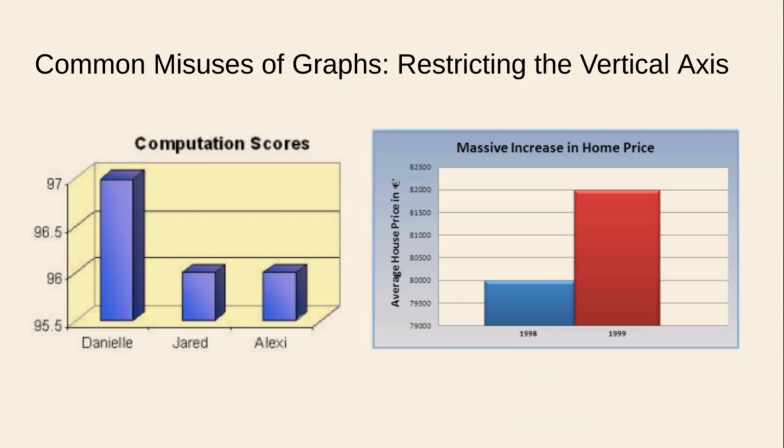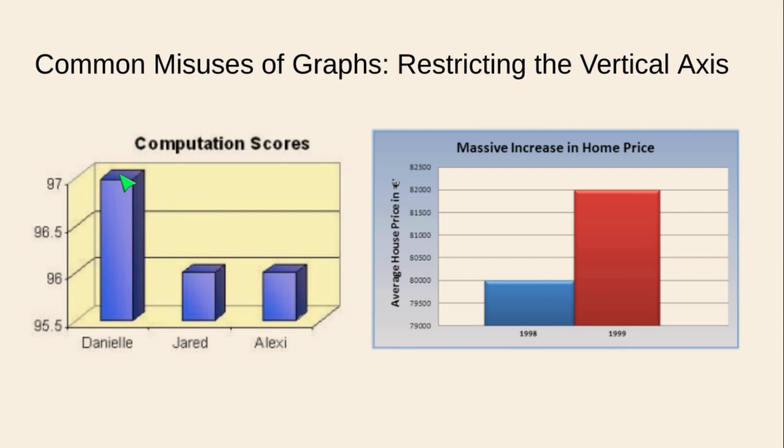All right, another common misuse of graphs is restricting the vertical axis. This is a classic example. If you go on the internet for bad graphs, this is going to be at the very beginning of the images that you would see. All right, we got Danielle, Jared, and Alexi, and they have computation scores. Apparently they took some kind of test, and Danielle scored like 3 times better than everyone else, except no. Everyone else was scoring somewhere around a 96. Danielle was scoring somewhere around a 97.